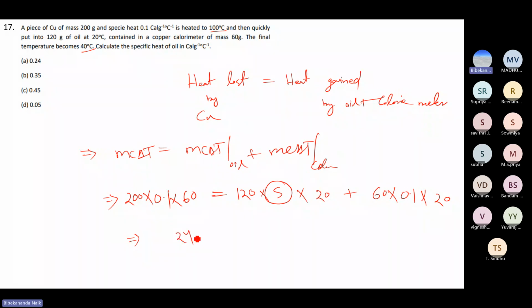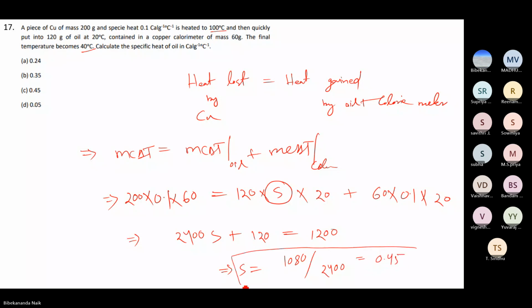So when you calculate it, it will be 12 into 2400 S plus 120 equal to 1200. So S will be 1080 divided by 2400, which is equal to 0.45. So this is 0.45 calorie per gram into degree Celsius. Is it clear to all of you? Yes, anyone?